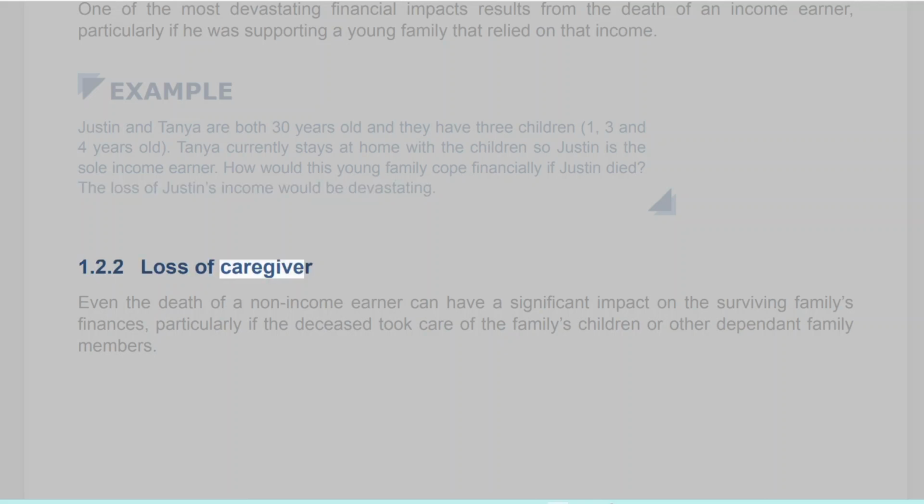1.2.2 Loss of caregiver. Even the death of a non-income earner can have a significant impact on the surviving family's finances, particularly if the deceased took care of the family's children or other dependent family members.